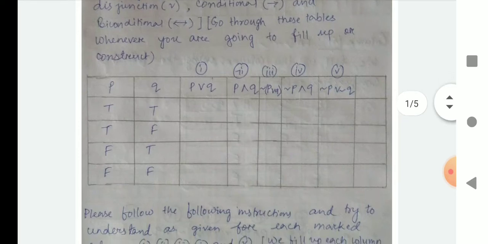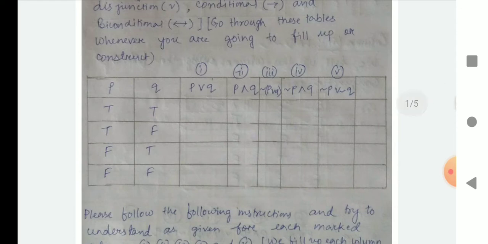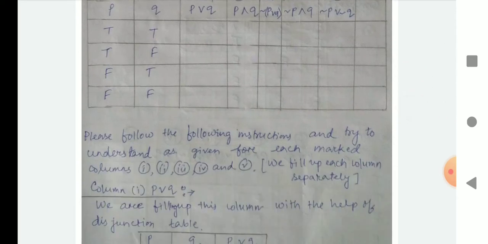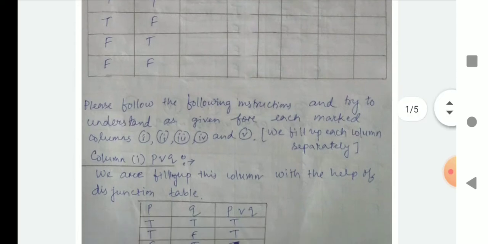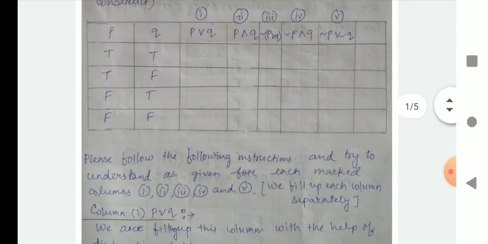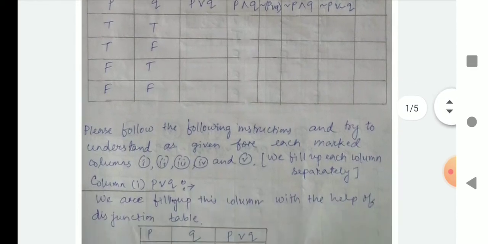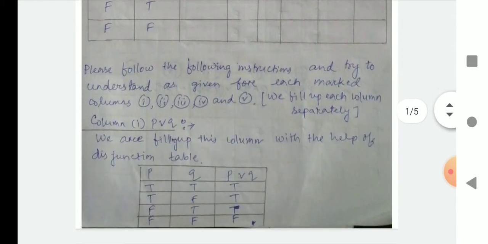I am marking here column first, column second, column third, column 4 and column 5, so that you can understand better. Please follow the following instructions for each marked column. We fill up each column separately. Now you will see for the first column that is given P disjunction Q.